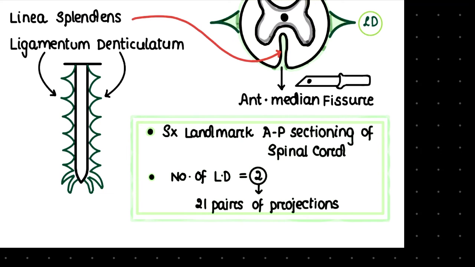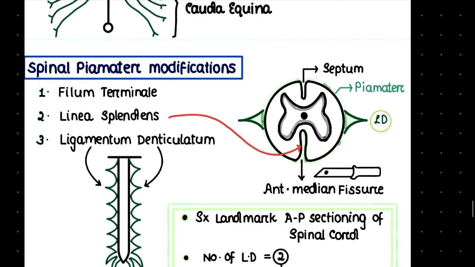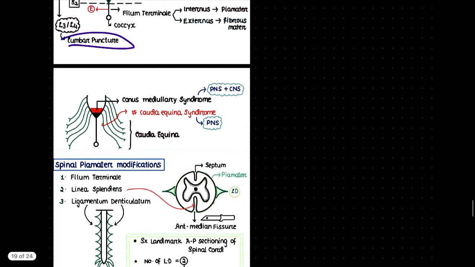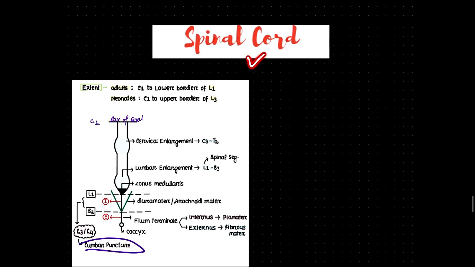So this was all about our ligamentum denticulatum, and all about the spinal pia mater modifications: filum terminale, linea splendens, and ligamentum denticulatum. So this much for the external features of the spinal cord.